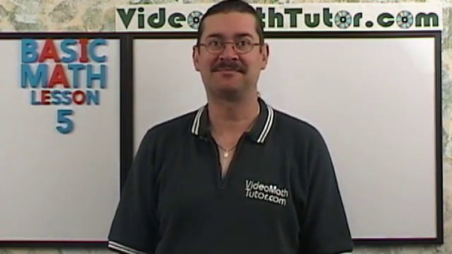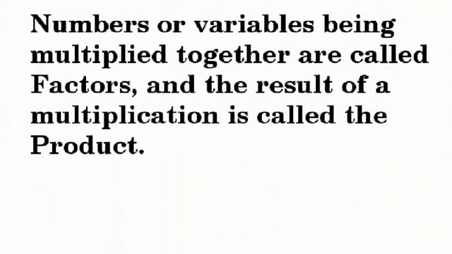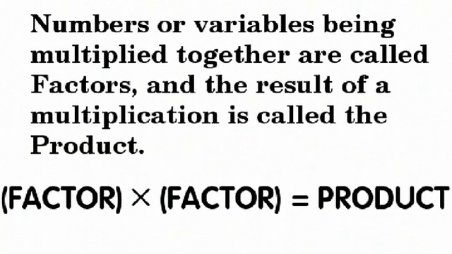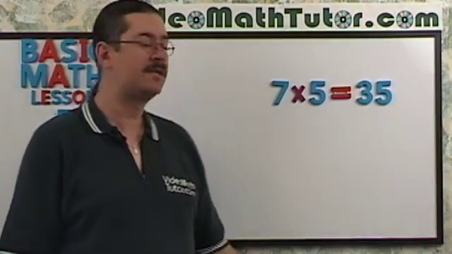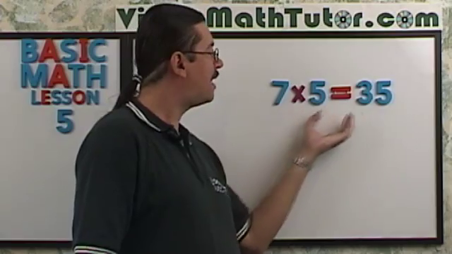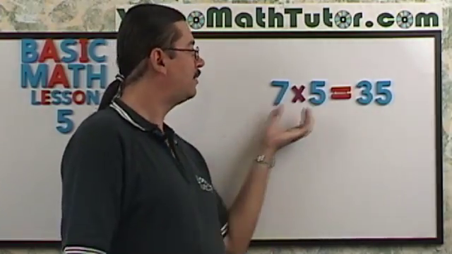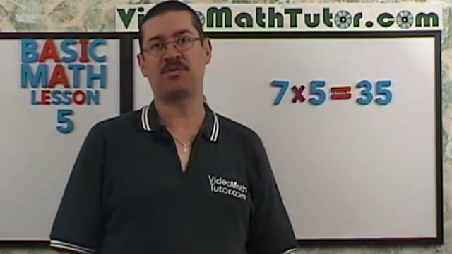Let's get started. Numbers or variables being multiplied together are called factors, and the result of multiplication is called the product. A numerical example of this would be 7 times 5 equals 35. Factor times a factor equals a product.